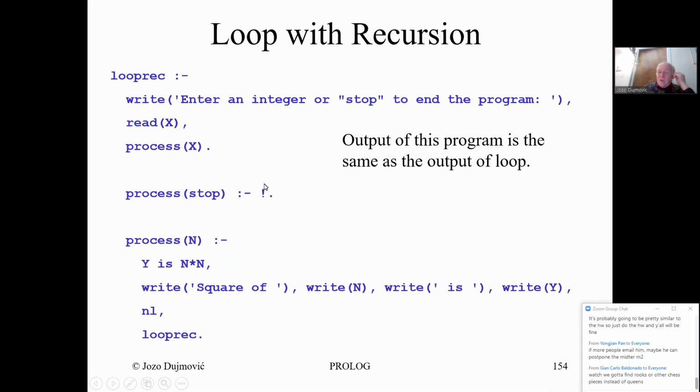If this is not performed, then you fail to stop the program and you drop down, and then you process value n. So you know that you have a number. Compute y is n times n and write the message square of n is n squared.